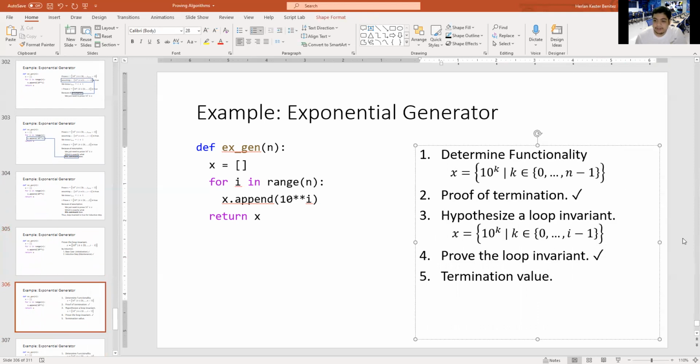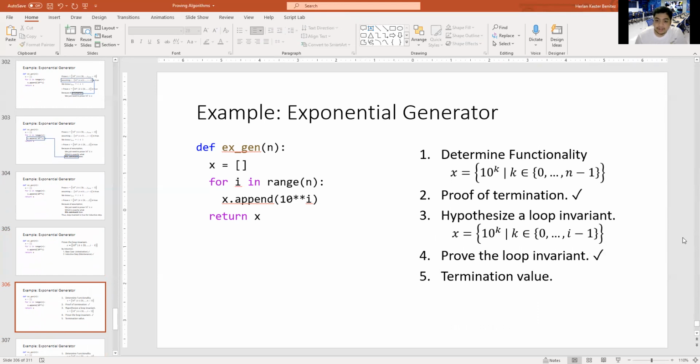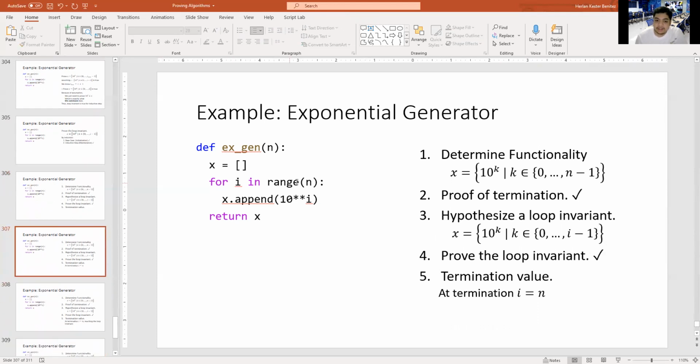So, determine what happens at termination. So, at termination, i equals n. So, yung last na value ni i will be n. So, kailan siya n, kailan siya n minus 1. So, depende siya sa pinaka standard mo, pinaka reference mo.